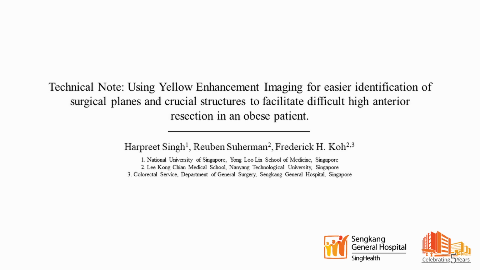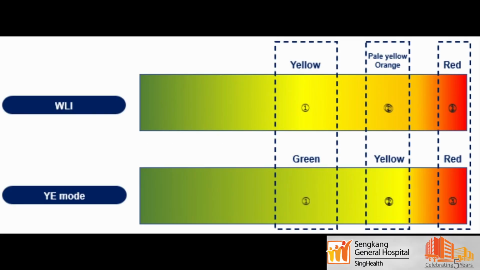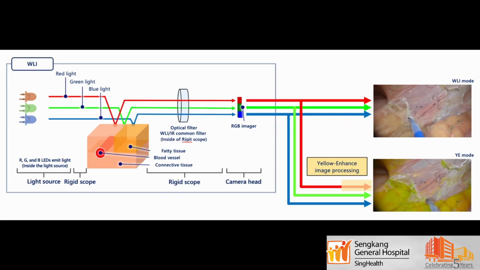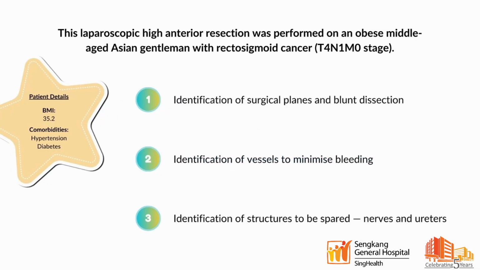Using yellow enhancement for easier identification of surgical planes and structures for a difficult high anterior resection in an obese patient. Yellow enhancement mode is a new laparoscopic imaging feature that enhances structure identification during minimally invasive surgeries. The yellow enhance image processor shifts certain colors to yellow, resulting in increased contrast between structures. We present a case where yellow enhancement was used in a high anterior resection in an obese patient.